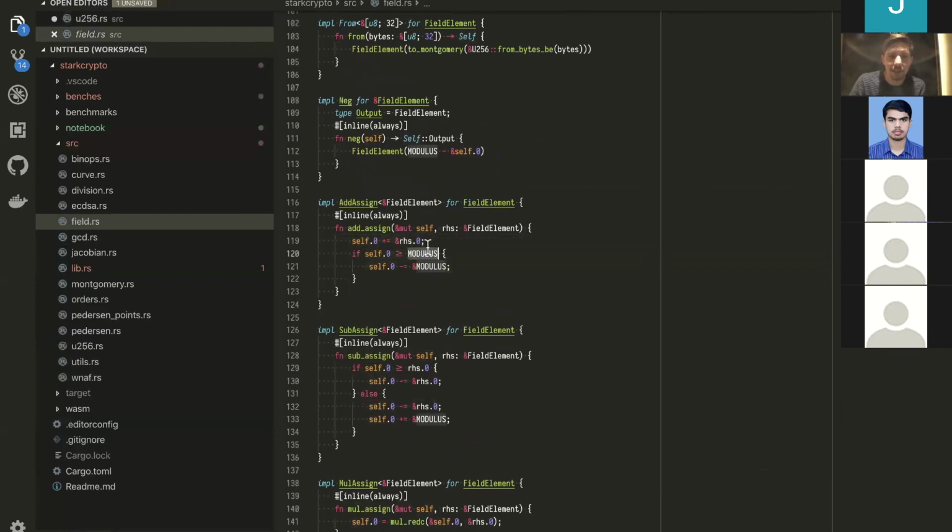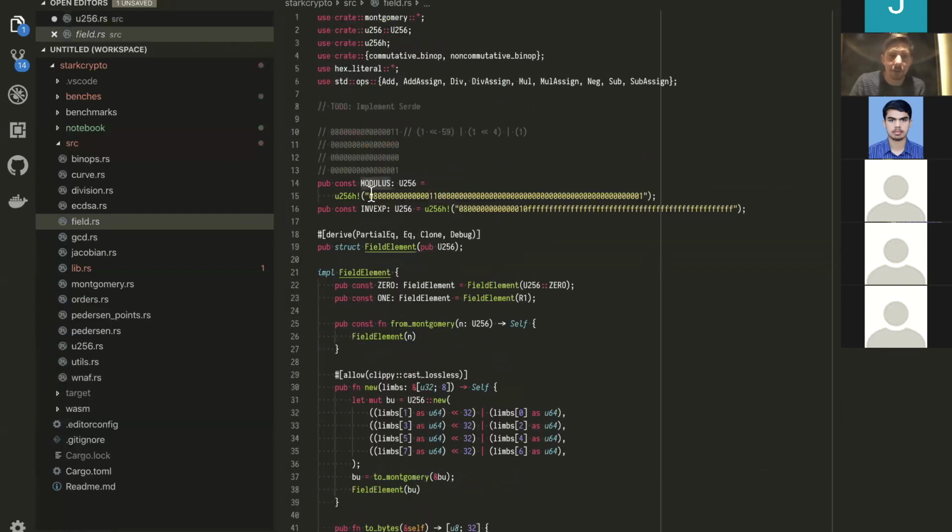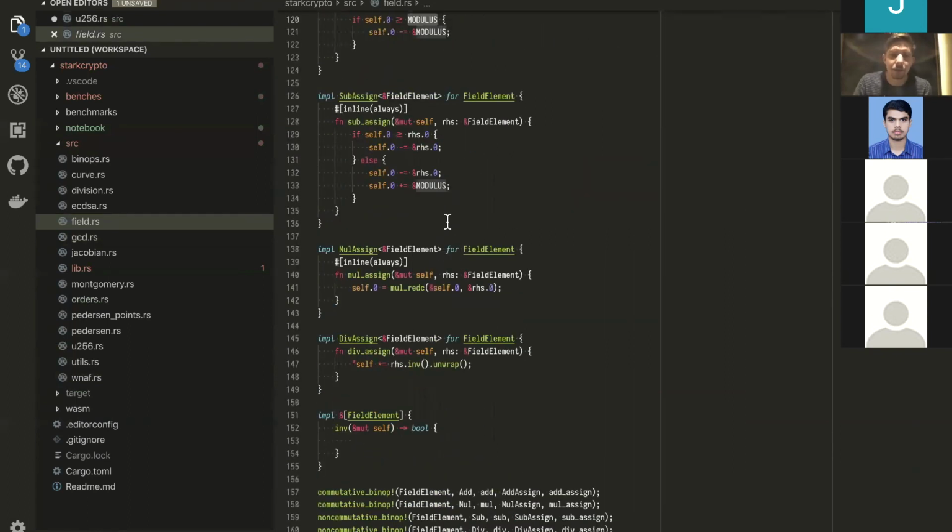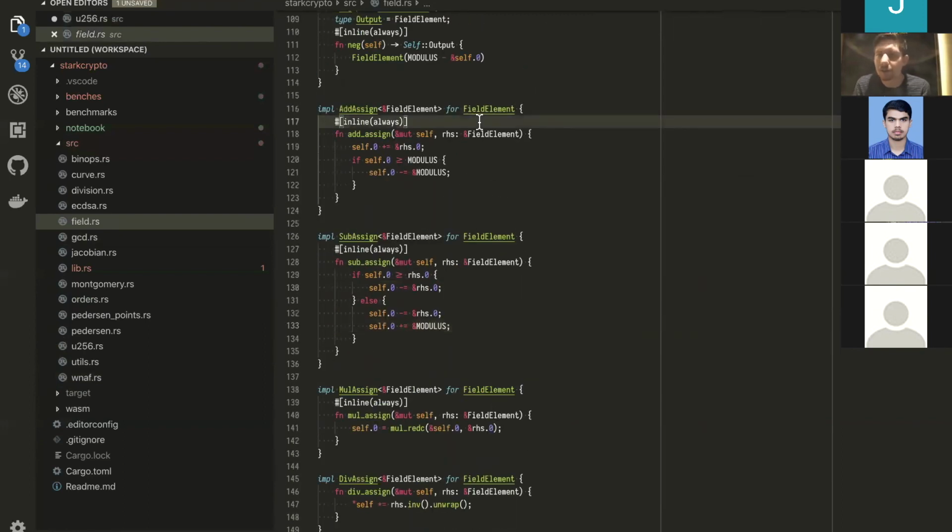In this case, this is safe to do because my modulus has a 0-bit in front. If your modulus is larger than 2 to the power 255, this will no longer work because addition can overflow your underlying integer type. So you need to take special precautions to check that.